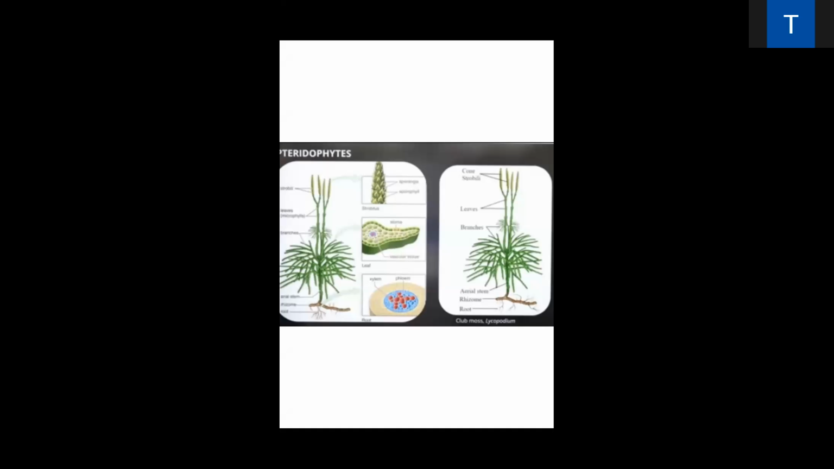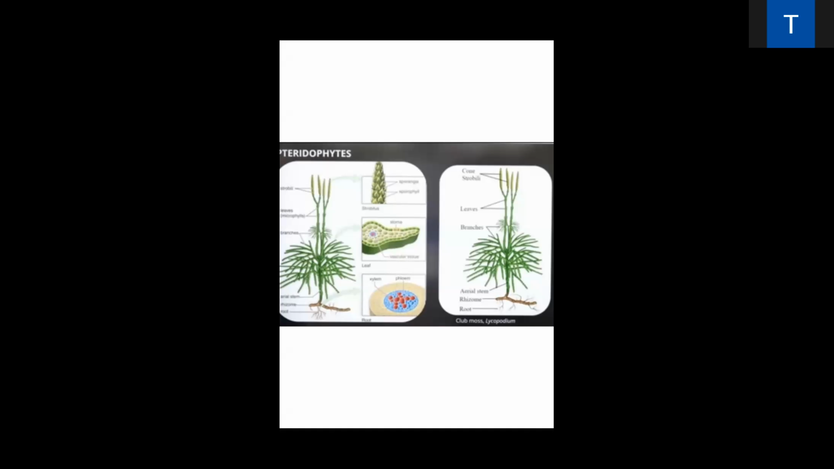Today we will discuss the life cycle of pteridophytes. In the last lecture we discussed the division of pteridophytes, the division of ferns. Is it clear? Today we will discuss the life cycles of pteridophytes and what pteridophytes are. Can you see this?